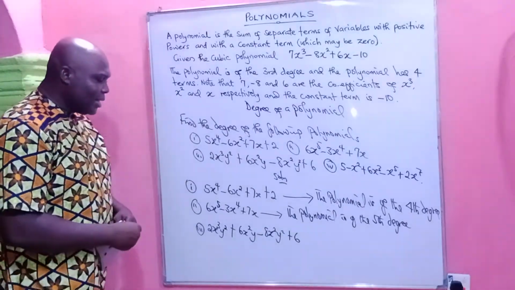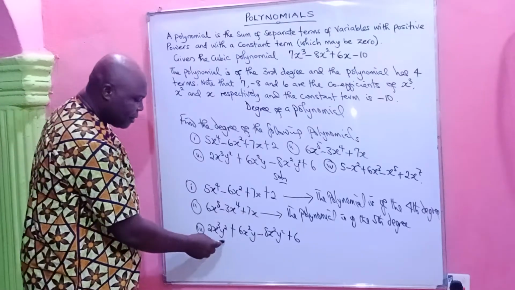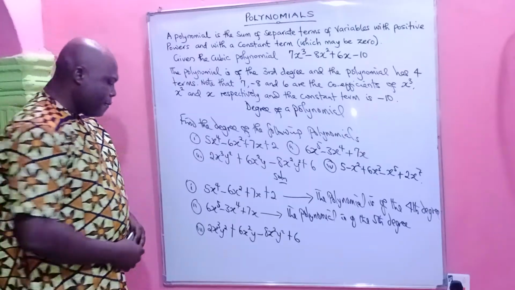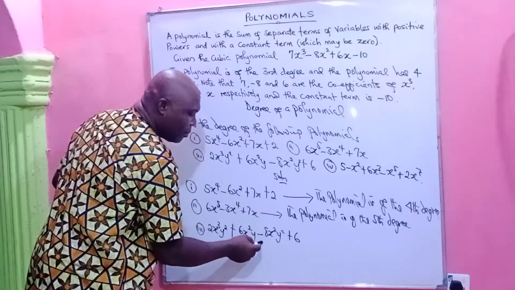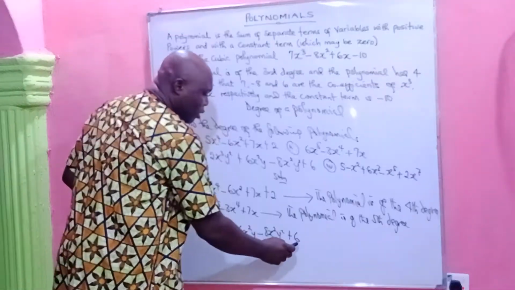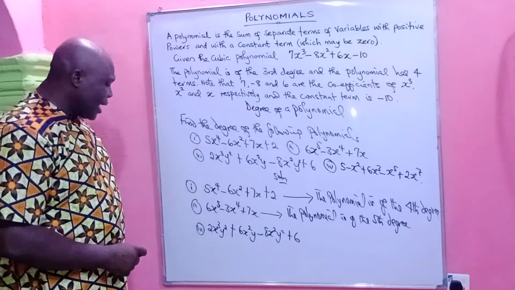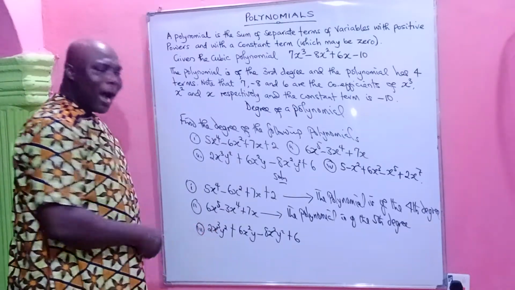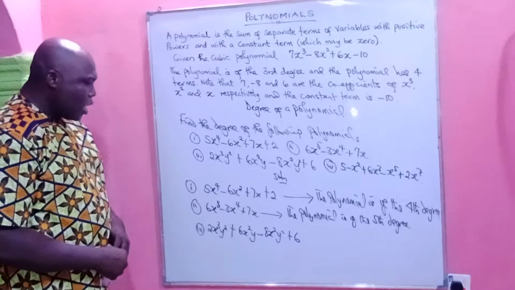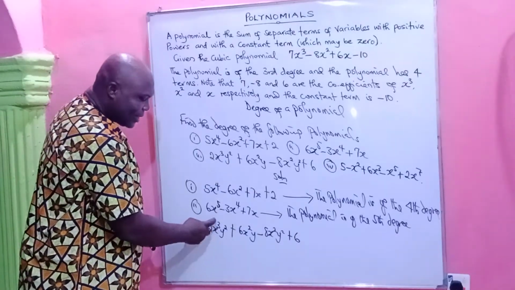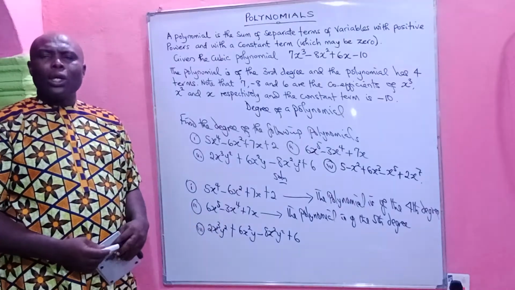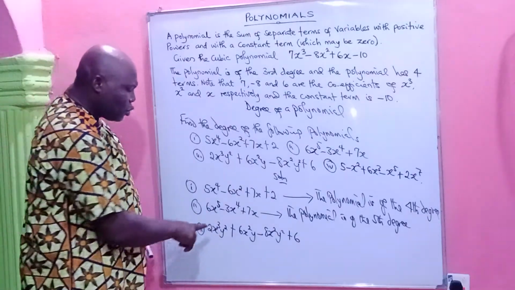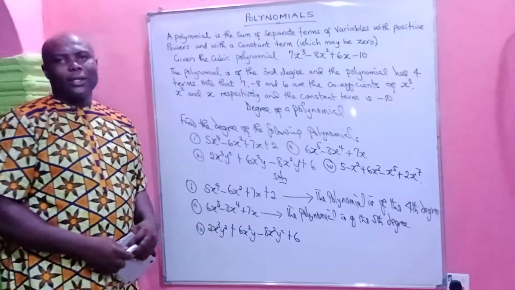Alright, it therefore means that, don't forget, this is the first term of that polynomial. This is the second term of the polynomial. This is the third term of the polynomial. And this is the 4th term. Don't forget that. Alright, so the highest power here of the variable is x^3 y^2, x raised to power 3, y raised to power 2. So in order to know the degree, you have to add the powers of the variable.